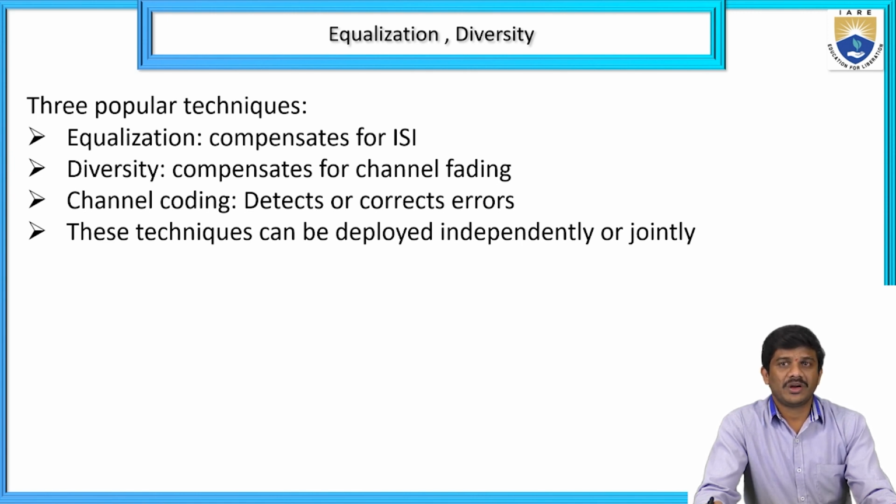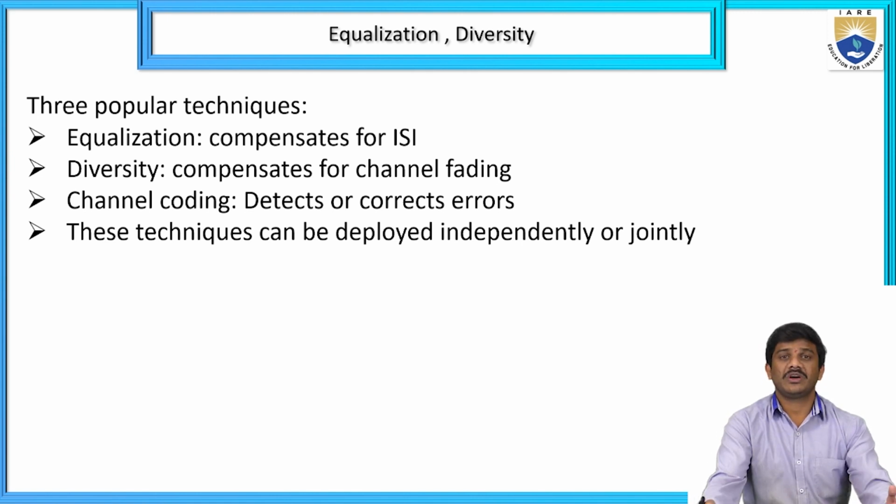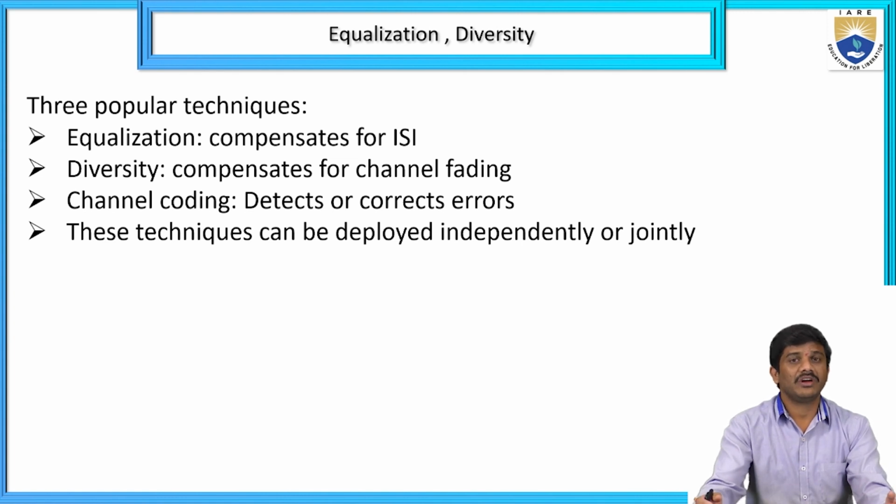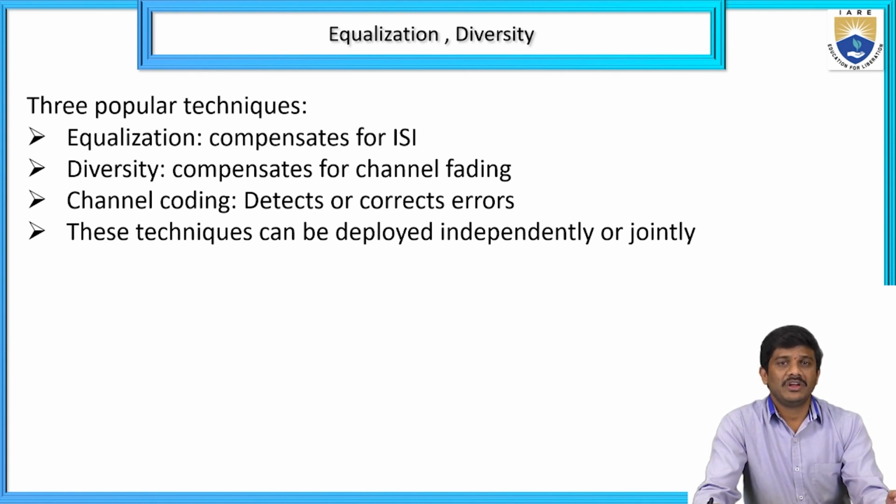Diversity compensates for channel fading. In the previous modules we discussed what fading is, that is, gradual changes in the signal experienced. There are two types of fading, slow fading and fast fading. With the use of diversity techniques, we can overcome that fading also. Coming to the third one, channel coding.